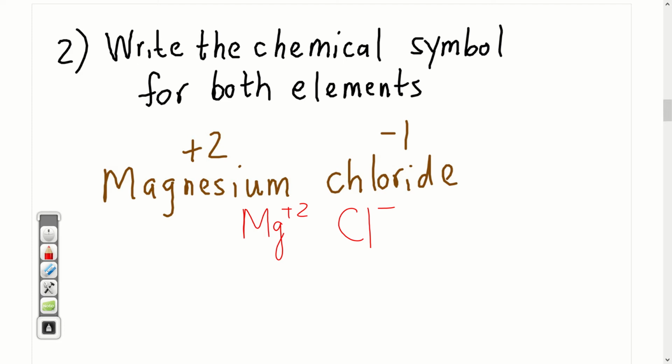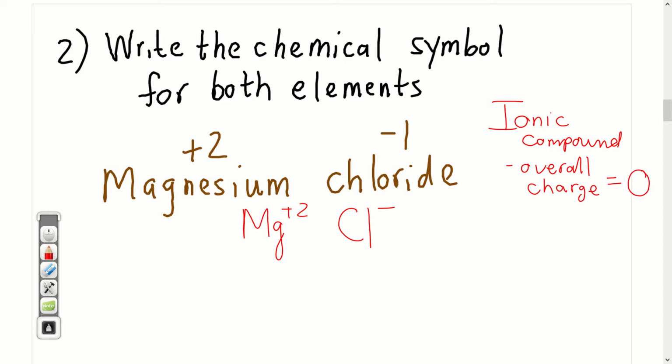The thing is, for every ionic compound, the overall charge of an ionic compound has to equal 0. The ionic compound, after all the elements are put together, is electrically neutral. So this is again why we're about to do our next step. We got to make this compound neutral.